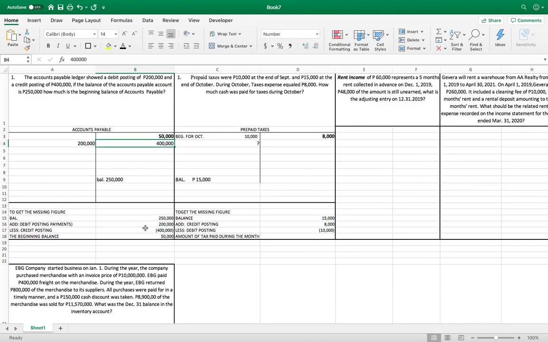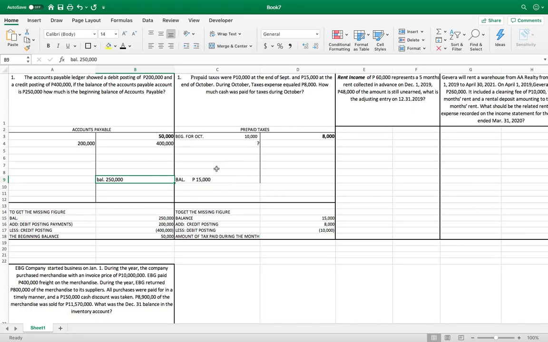So to get the missing figure, there is a formula below. To get the missing figure from the balance, you start from the balance and then add the debit posting, which represents payments, and deduct the credit posting. Therefore, the missing amount is 50,000. To check your answer: 50 plus 400, that's 450, minus 200, is equal to the balance of 250,000. So that's how easy the formula is.